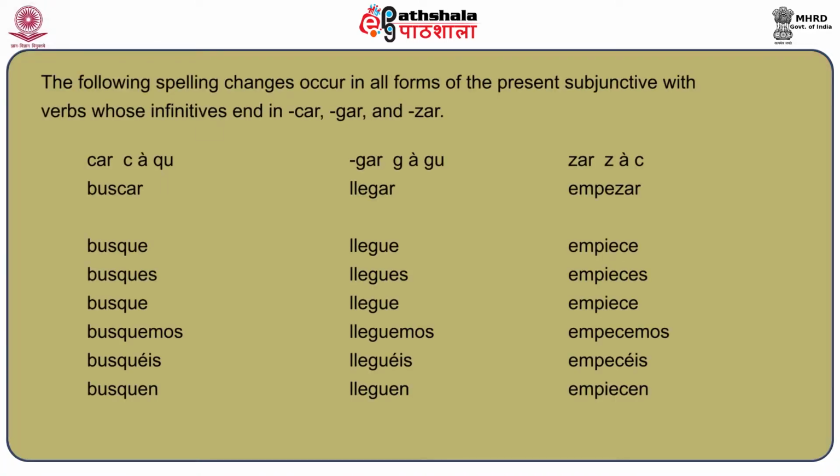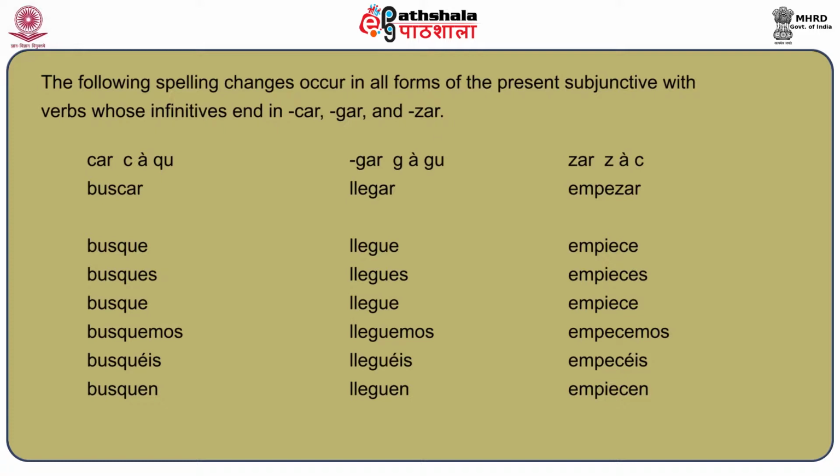These changes occur only in stem changing IR verbs. The following spelling changes occur in all forms of the present subjunctive, with verbs whose infinitives end in CAR, GAR, and ZAR. For the CAR endings, in the example buscar, the C changes to QU in the subjunctive conjugation. Hence, the conjugations are busque, busques, busque, busquemos, busquéis, busquen.